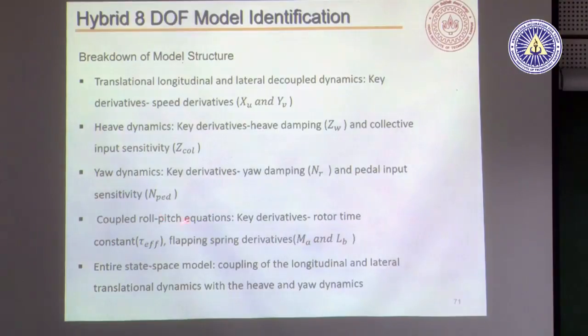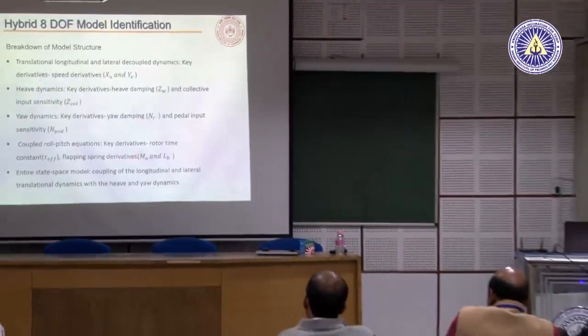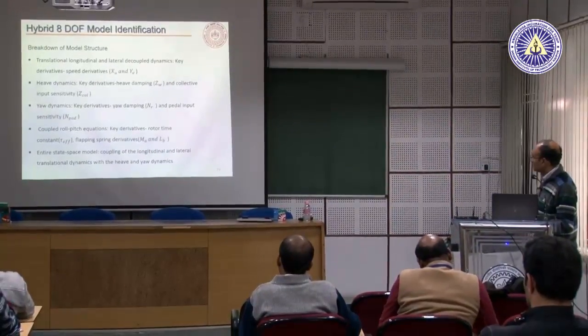For coupled roll and pitch equations, we have the rotor time constant, which is very, very important. Okay. This time constant is the same as the delay of the phase angle which we are talking about. Okay, that 80 degrees phase angle and 90 degrees phase angle which we were talking about when we looked at your rotor equation of motion. This is the same time constant. So using this approach, we can actually identify this, and this is something which has the most significant influence on the response of the helicopter. Then flapping spring derivatives MA and LB, and the entire state space model.